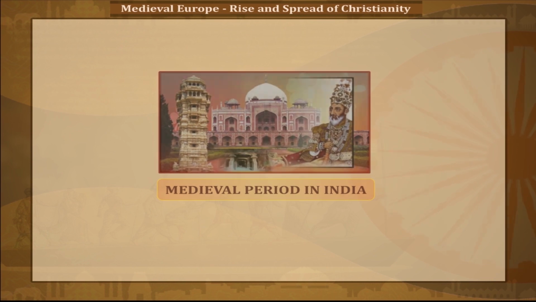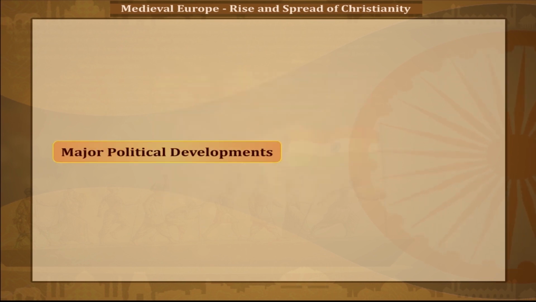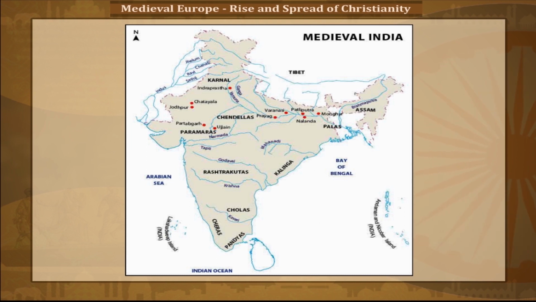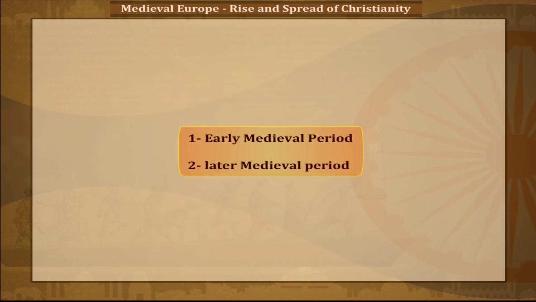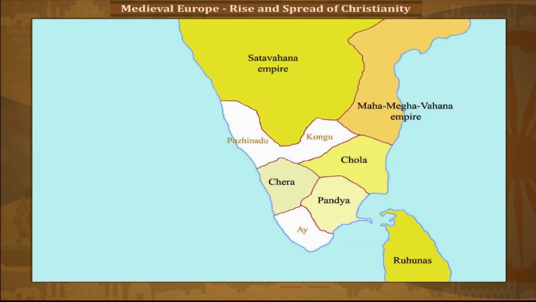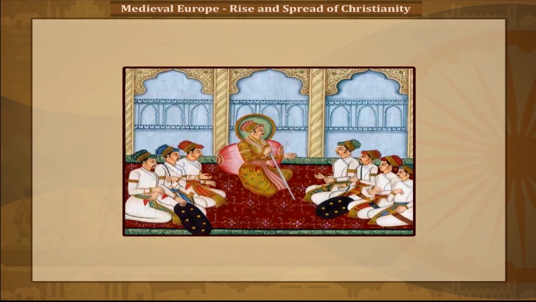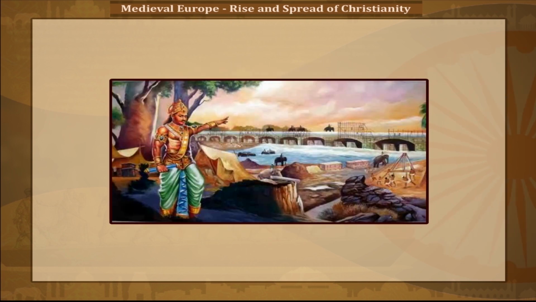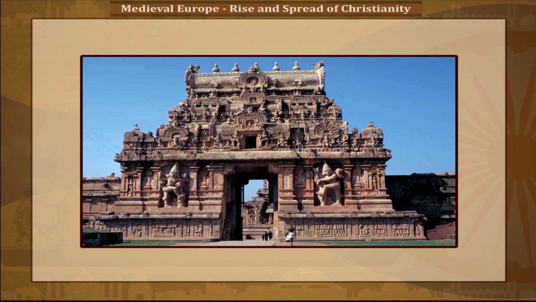Medieval period in India. Major political developments. The medieval period in India can be broadly divided into two phases, the early medieval period and the later medieval period. The history of the early medieval period is centered on power struggles among regional kingdoms of both North and South India. The most prominent among these kingdoms were Rajputs, Palas, Pratiharas, Rashtrakutas and Cholas. The distinctive cultural characteristics of the regional kingdoms spread to the new regions that came under them.